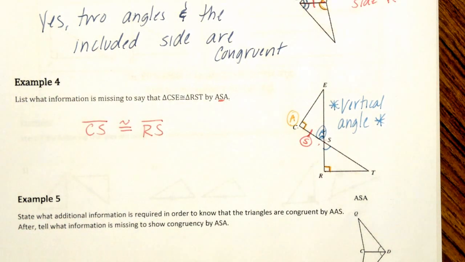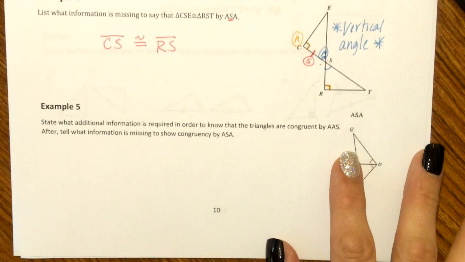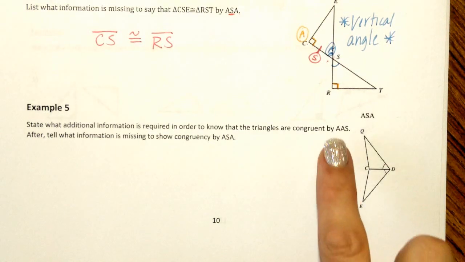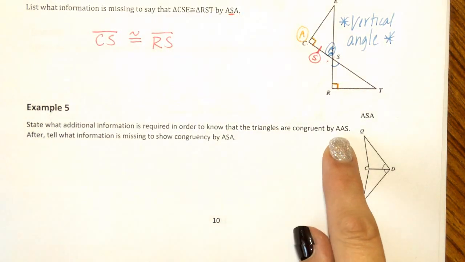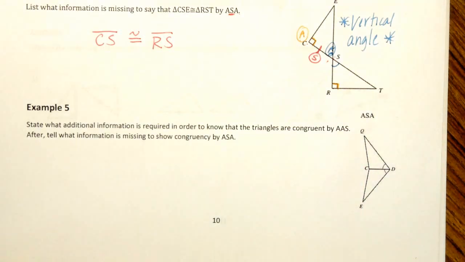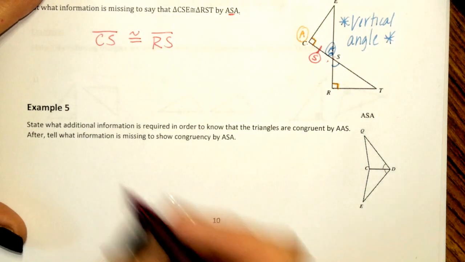Okay, with AAS, we had a couple options. There's only one side between the two of them. The included and non-included are kind of like opposites. Okay, it's either between the two angles or it's not. The last question is going to ask us, state extra information that is required so that you know that they're AAS. After that, tell what information is missing to show they're congruent by ASA. So let's start with AAS.